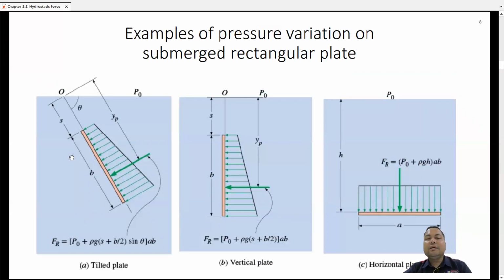These are examples of pressure variations on a submerged rectangular plate. The equations to determine the resultant force are shown here. This is how we can determine it if the plate is placed horizontally, vertically, and also tilted.